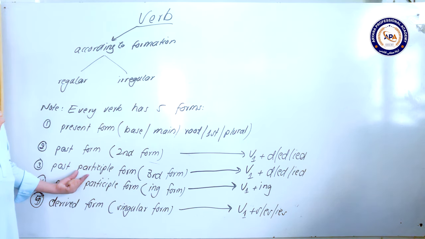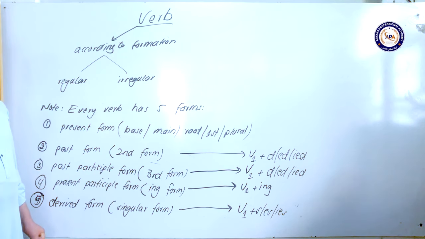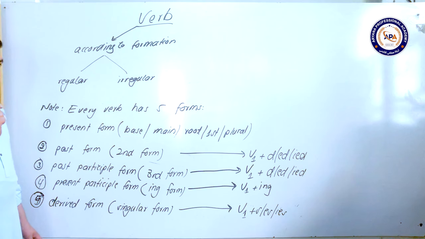Say, for example, interesting. Was the interesting ing form? An ing form is also used as an adjective. Or for example, interested, an interested person. This interested is the past participle form, which is used as an adjective.